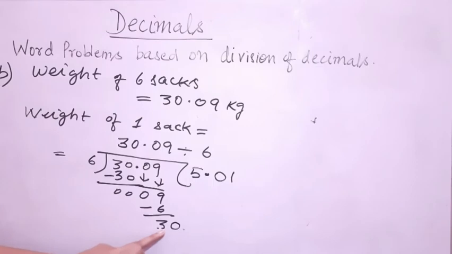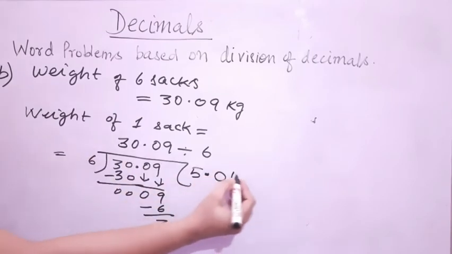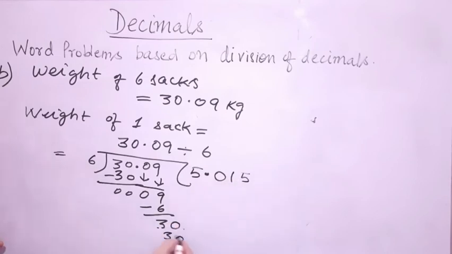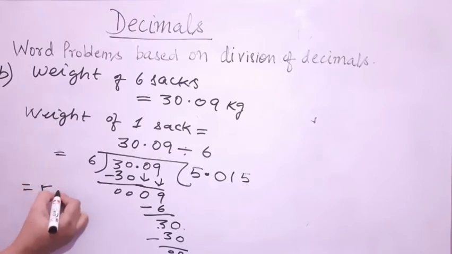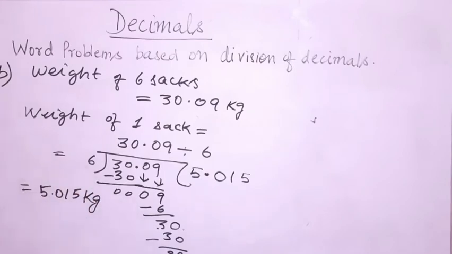Now it is 30. Does it come in the table of 6? Definitely. 6 5s are 30. Now students, it's your turn now. Please reply to me in the comment section what is the weight of one sack of potatoes. The weight of one sack of potatoes is 5.015 kg. I hope you must have understood, students. Now let me rub this and move on to the next question.